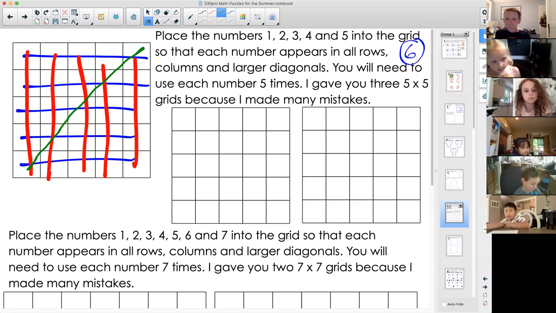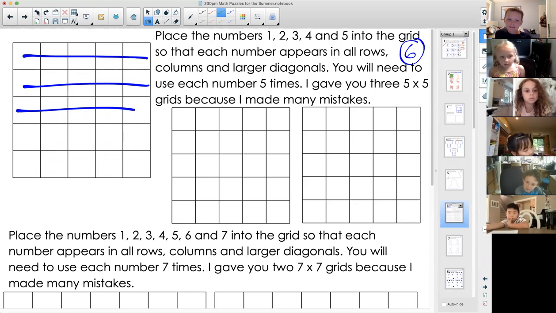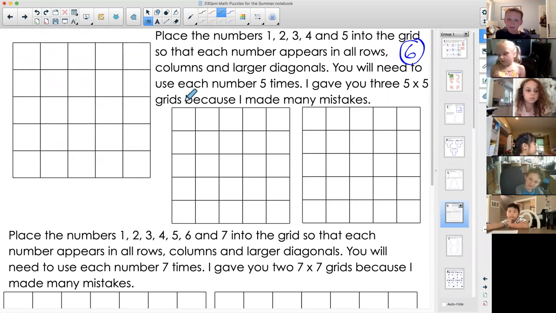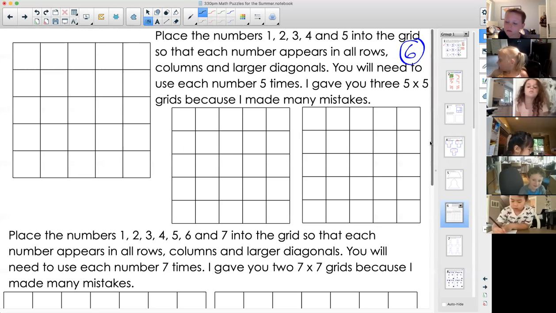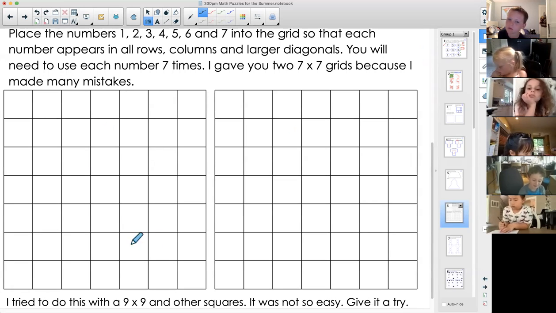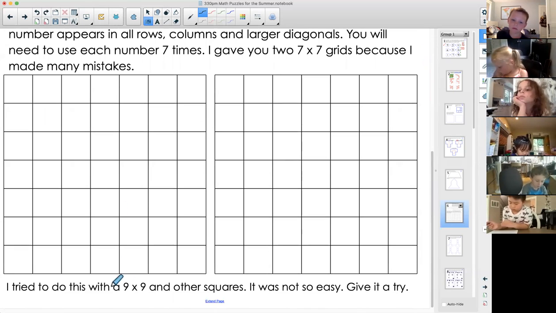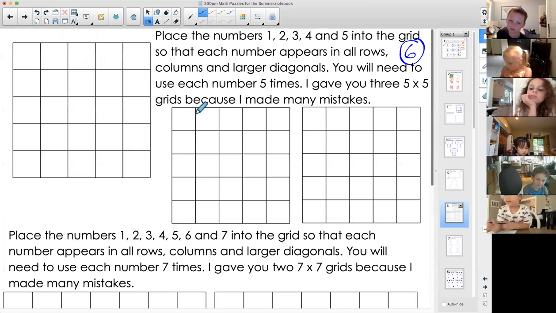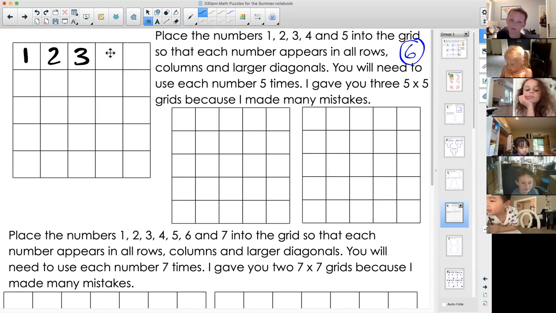Now, I found this really challenging, and I want to ask you guys to try it with me. So for instance, I made so many mistakes when I did this. I gave you 3 different grids. During the week, you can try it with the 7x7, and guess what? I tried it with 9x9, and oh my gosh, it was not easy at all. So everybody go to page 6, and I think maybe you can just write in 1, 2, 3, 4, 5.